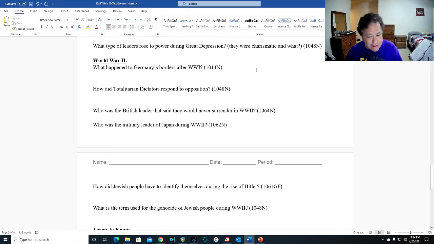How did totalitarian dictators respond to opposition? They would totally crush opposition. Totalitarian dictators and fascists don't have a problem with violence. That's just part of what they do.